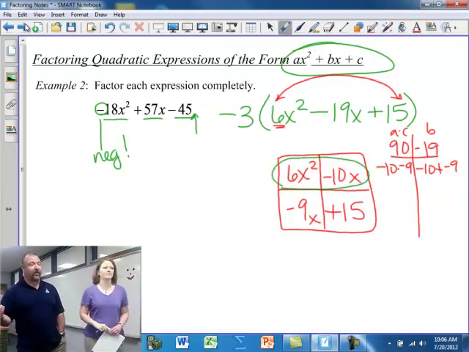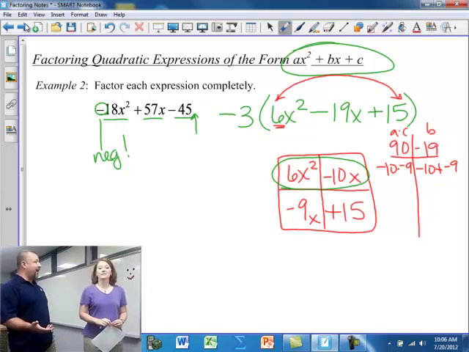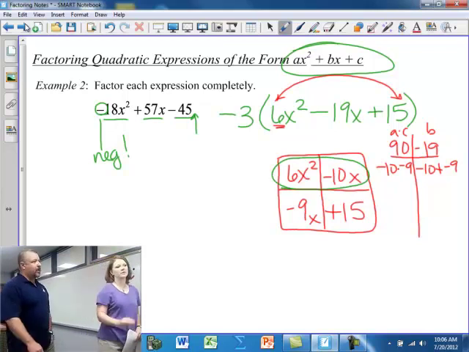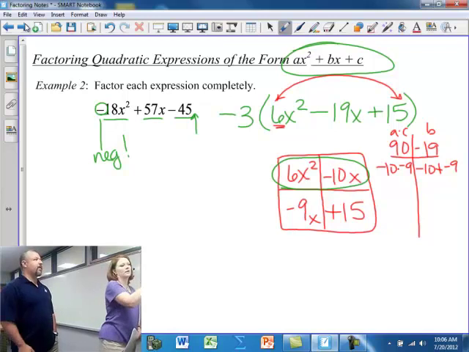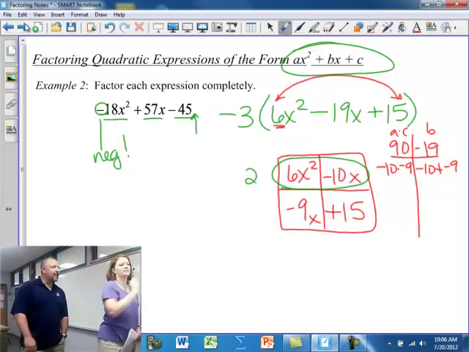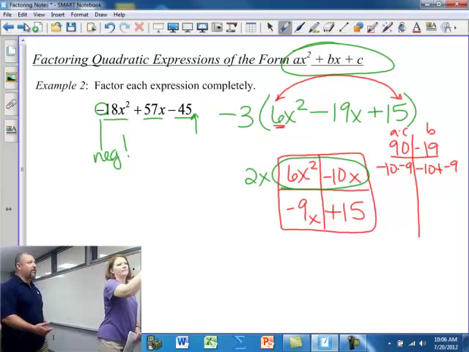The way we're going to do this, instead of staring at it and randomly trying to figure it out, is we're going to find the greatest common factor again of the first row. So what goes into 6 and 10? 2. What goes into x squared and x? How about an x? Perfect. So now we can complete our box.